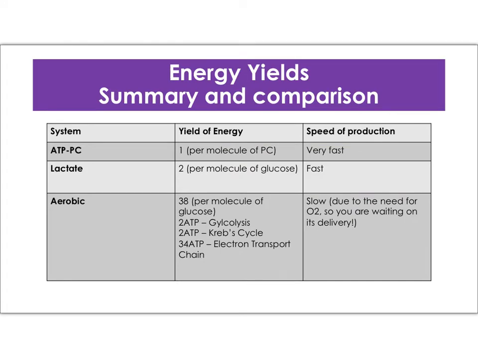The ATP-PC system yields 1 ATP per molecule of phosphocreatine. The lactate system resynthesizes 2 ATPs for each molecule of glucose through anaerobic glycolysis. And the aerobic system generates 38 per molecule of glucose: 2 through glycolysis, 2 in the Krebs cycle, 34 in the electron transport chain. The speed of production for the ATP-PC system is very fast, so something like a jump or a kick or a shot put.